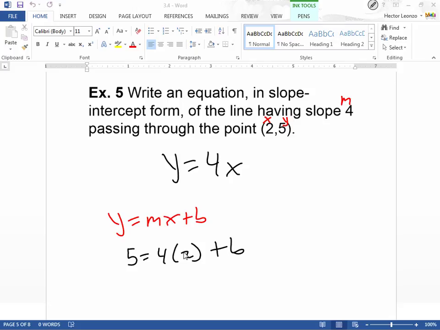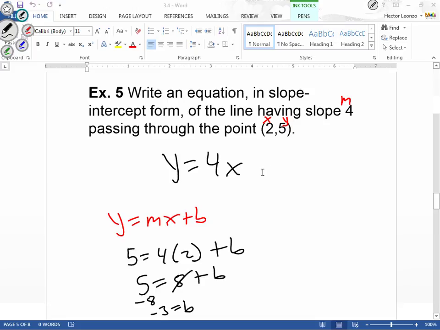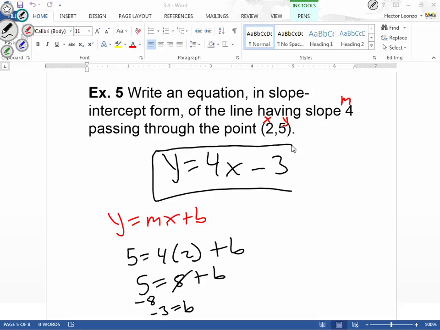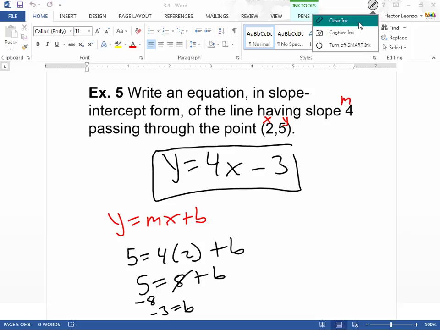Let me do this multiplication first. 4 times 2, so I have that 5 is equal to 8 plus b. Since I want to have b by itself, let me move the 8 to the left. So I get that negative 3 is equal to b. Now that I have my b, I can complete my slope-intercept form. Earlier I said we had half of the answer, y equals 4x, and I'm going to complete it with minus 3. That's my equation of the line. Once I give you the slope, you have half of the answer. You need to figure out the other half, which in this case was the y-intercept.